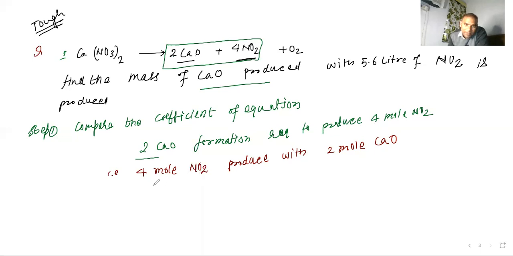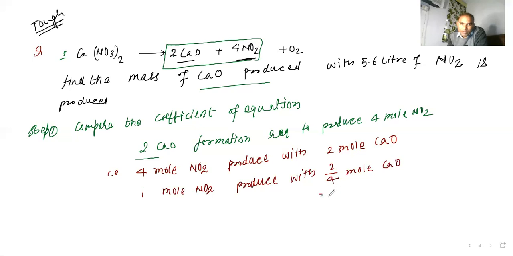So if I am asking, 1 mole NO2 is produced with how many moles of CaO? What will you do? If 4 mole goes with 2 mole, then for 1 mole we can do 2 by 4. So it is going to be half mole CaO. But the amount they have given is 5.6 liter.